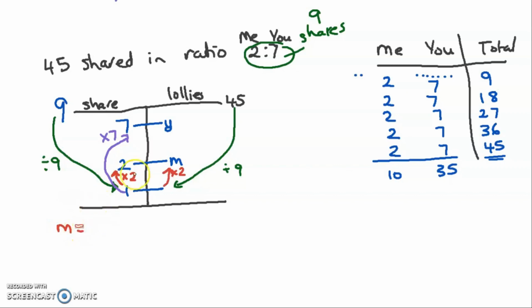So look at me. I started at 45, and I divided by 9 and I multiplied by 2. So 45 divided by 9 is 5. So I would have done that 5 times: 1, 2, 3, 4, 5 times. So that's a total of 10 lollies.